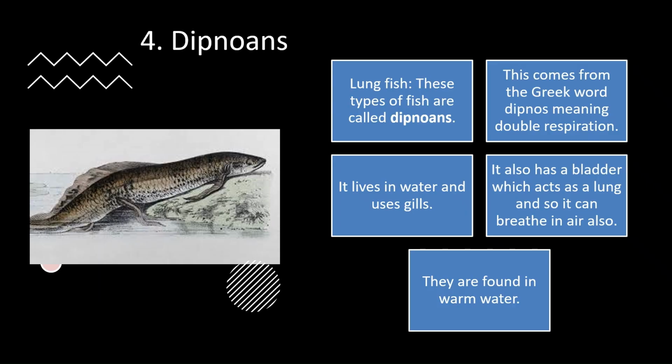Dipnoans. Lungfish is an example. These types of fish are called dipnoans. This comes from the Greek word dipnos, meaning double respiration. It lives in water and uses gills. It also has a bladder which acts as a lung, and so it can breathe in air also. They are found in warm water.